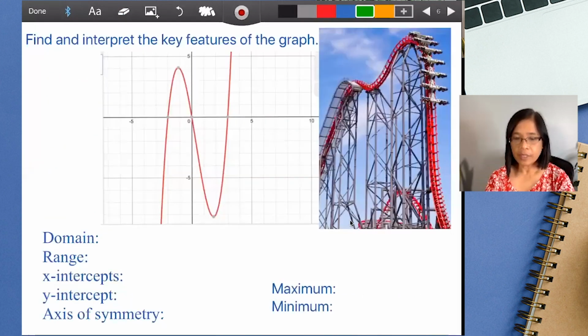Now I'll give you one item for practice to find the key features and interpret these features of the graph. So that concludes our lesson for today, and I hope to see you next week.